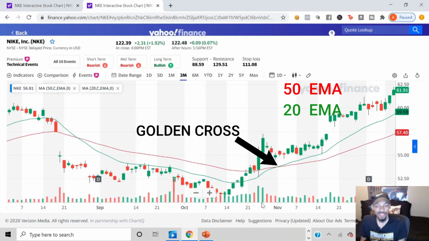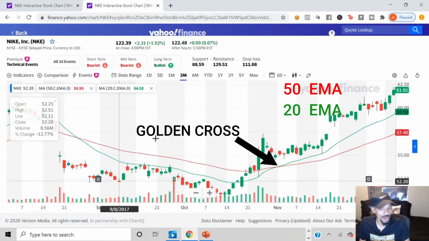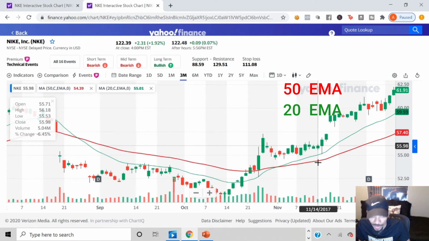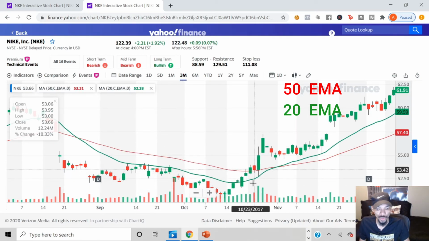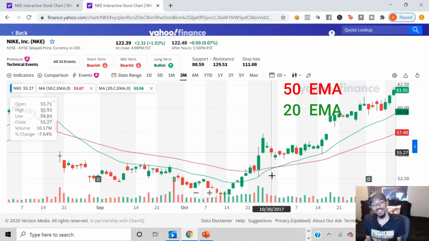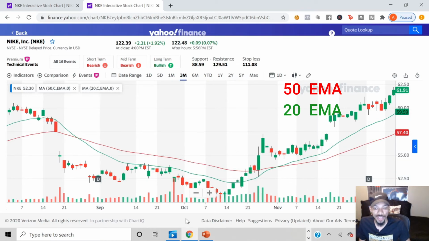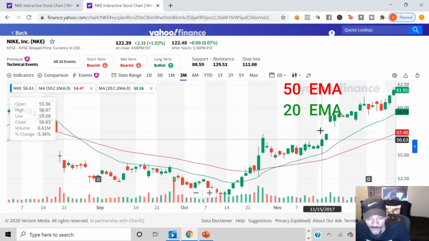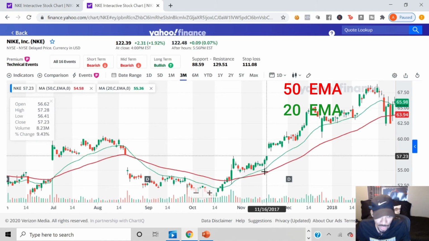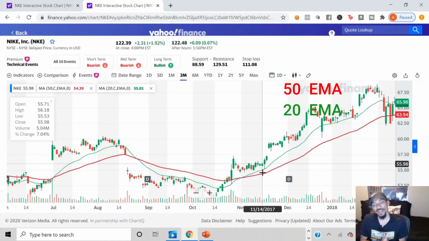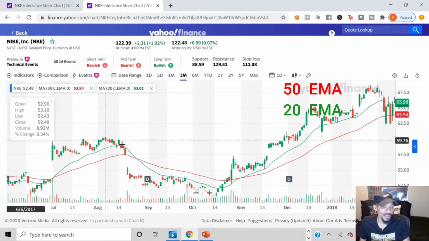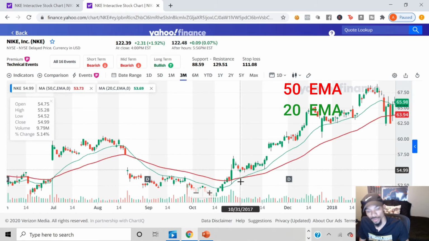Now, when we're looking at the golden cross right here, whenever we see a golden cross, we know that it's good. As you can see, the red is the 50-day moving average and the green is the 20-day moving average. When the 20-day moving average passes the 50-day moving average, it gives us confirmation that it's an upward trend and a signal to buy. Death cross, sell. Golden cross, buy.